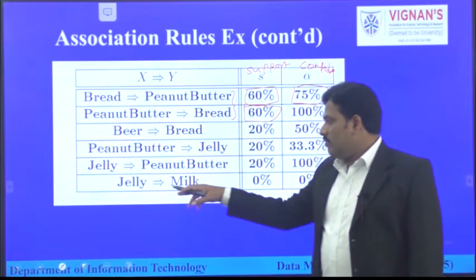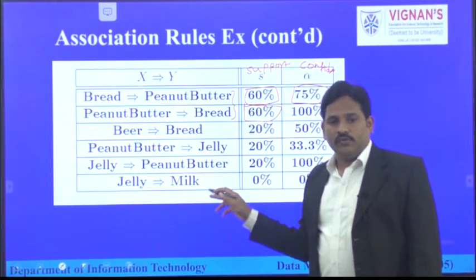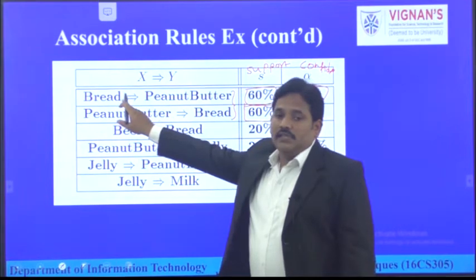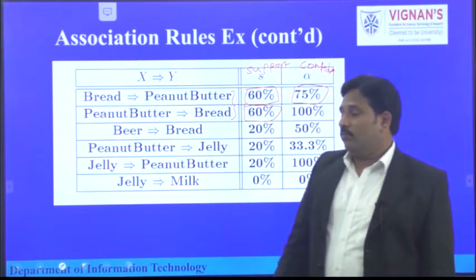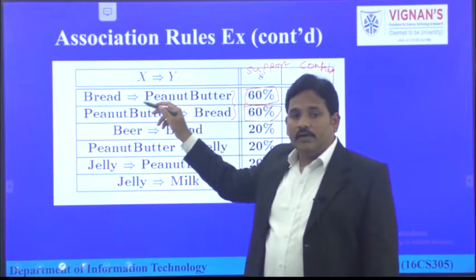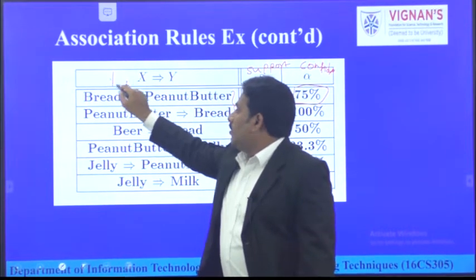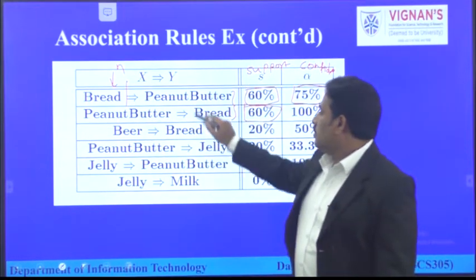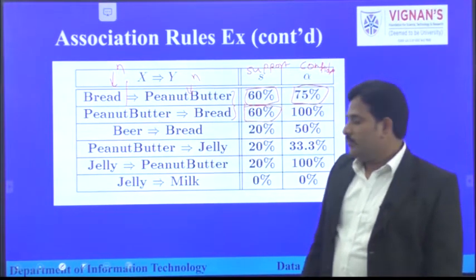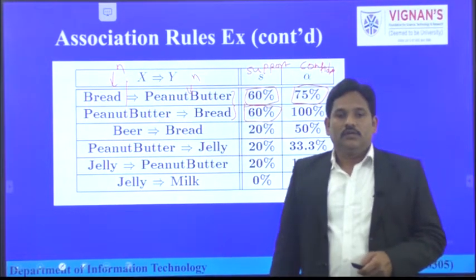Here, for our convenience, we took only a single item on both sides. That is, on the left-hand side and the right-hand side, we took only a single item. But in a real-time example, on the left-hand side there is a possibility of having more than one item, like bread and peanut butter along with jelly, or bread and peanut butter, milk along with jelly. So on the left-hand side we can go for n number of items, or on the right-hand side we can also go for n number of items. Like this, we are able to predict all possible support and confidence.